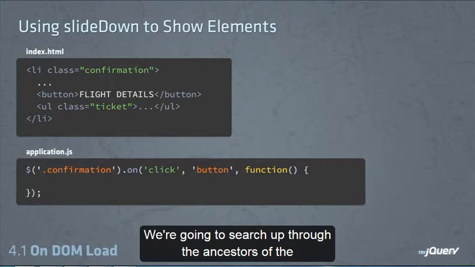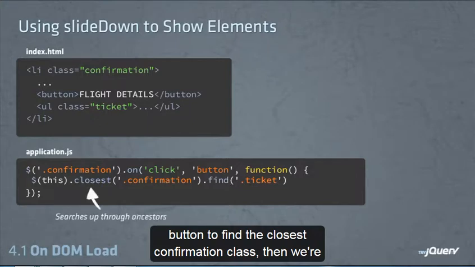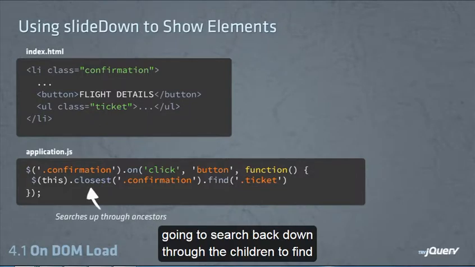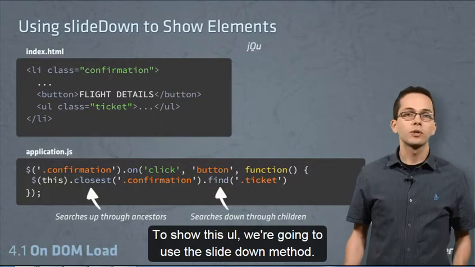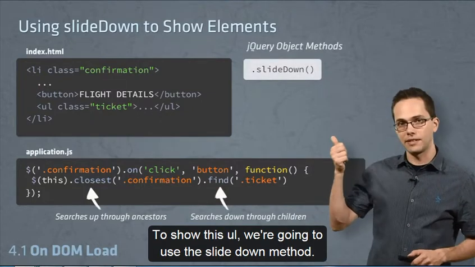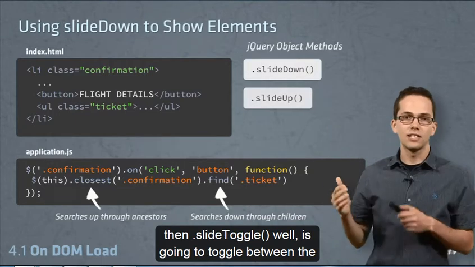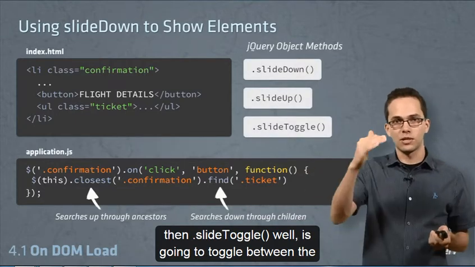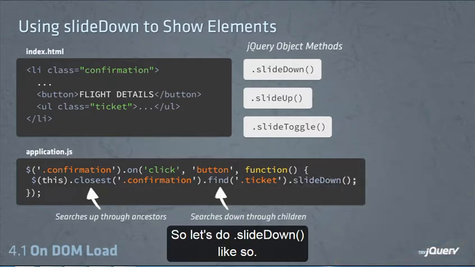In our case, we want to grab the button. We're going to search up through the ancestors of the button to find the closest confirmation class. Then we're going to search back down through the children to find elements with the ticket class. To show this UL, we're going to use the slideDown method. slideDown would show it, slideUp would hide it, and then slideToggle, well, is going to toggle between the 2 states. So let's do slideDown like so.